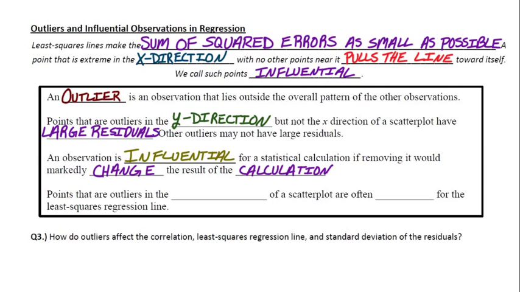I'm not talking about like by 0.01. I'm talking about substantially changing it. So points that are outliers in the x direction, again that's right left, are often the influential ones. So they're more than outliers if they're to the far right or far left. Those are actually the influential ones that will pull the line.